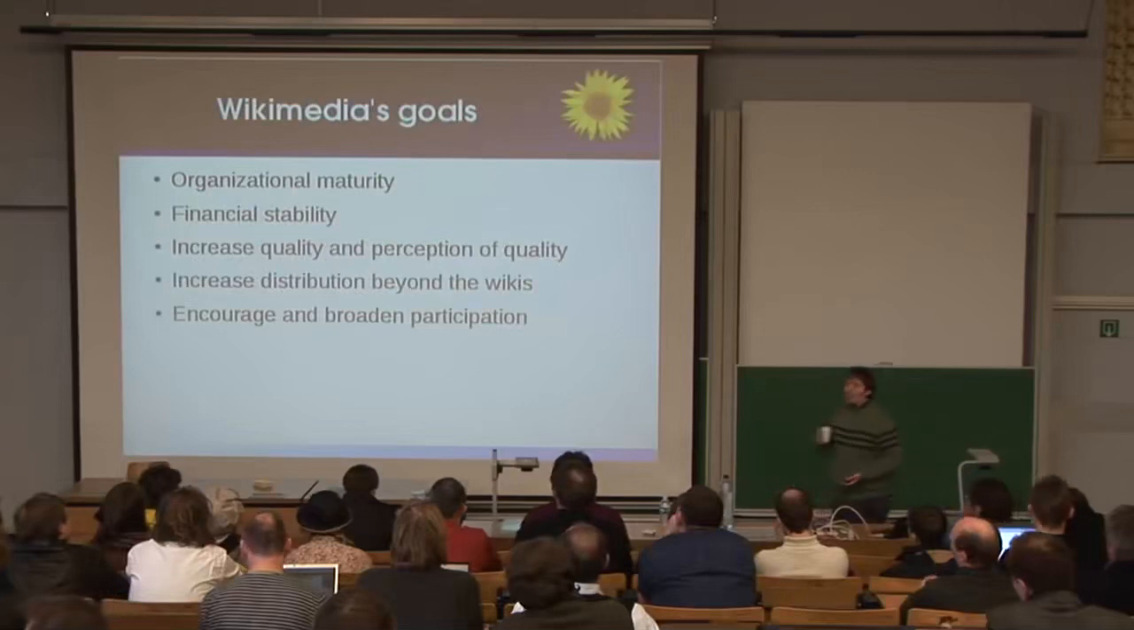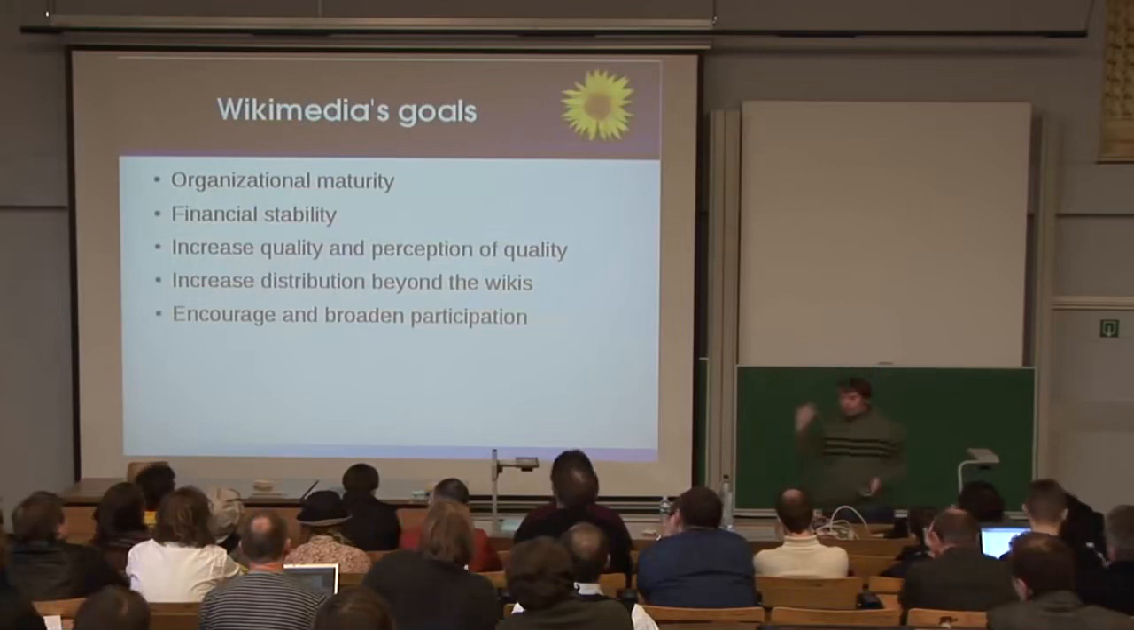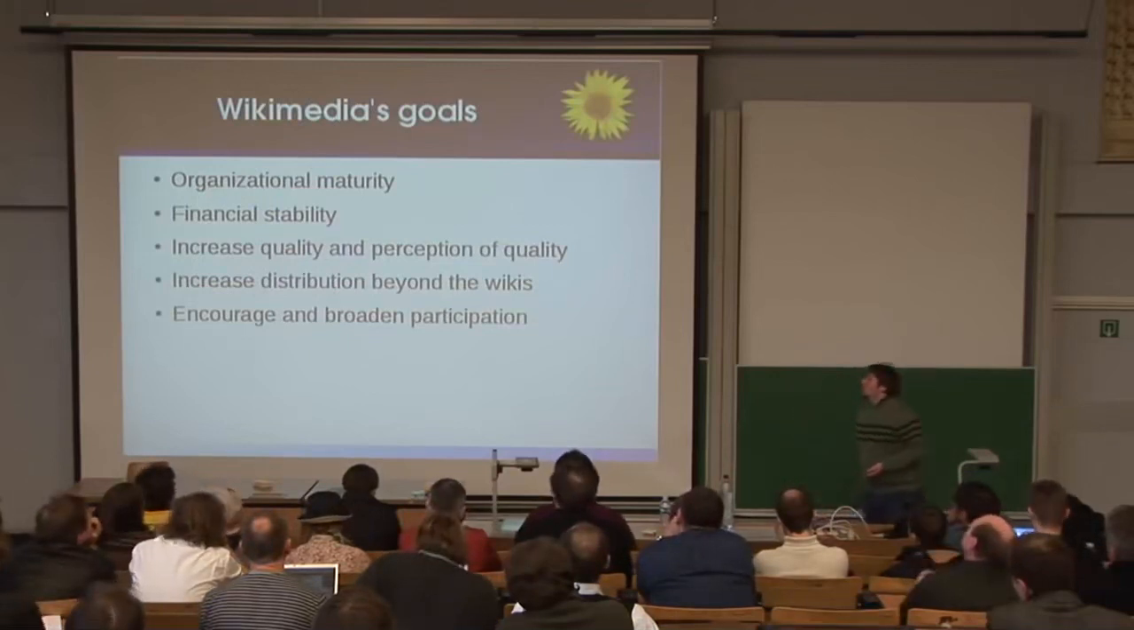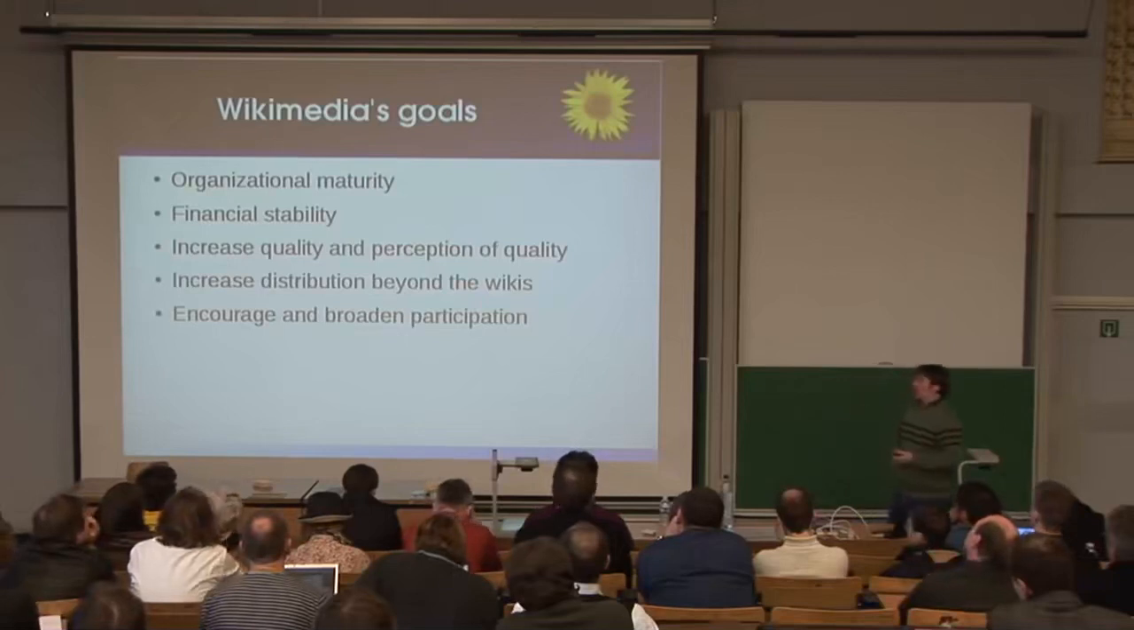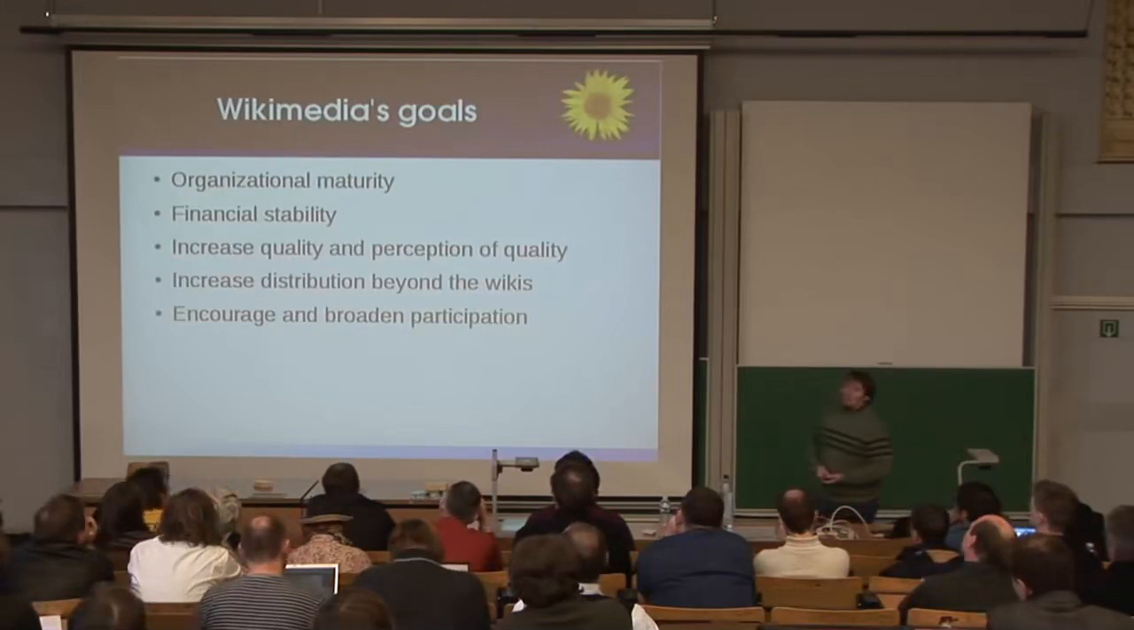So overall, what is it that Wikimedia wants? Well, our general organizational goals, which sound pretty boring, are organizational maturity, financial stability, increase of quality and perception of quality, increasing distribution beyond the wikis, and encouraging and broadening participation. Really, these are pretty straightforward things.